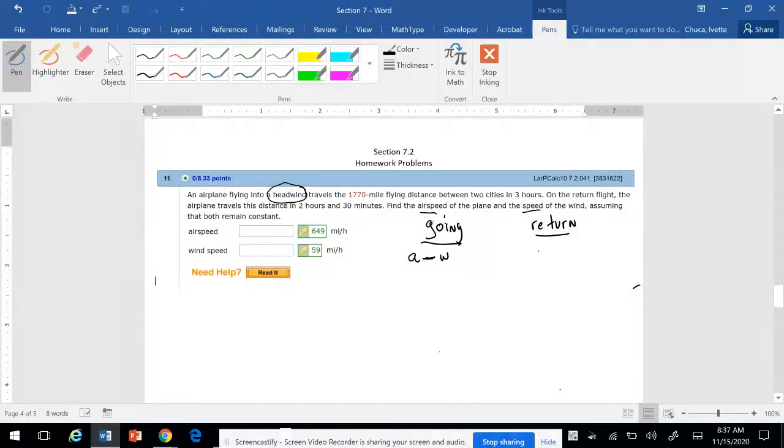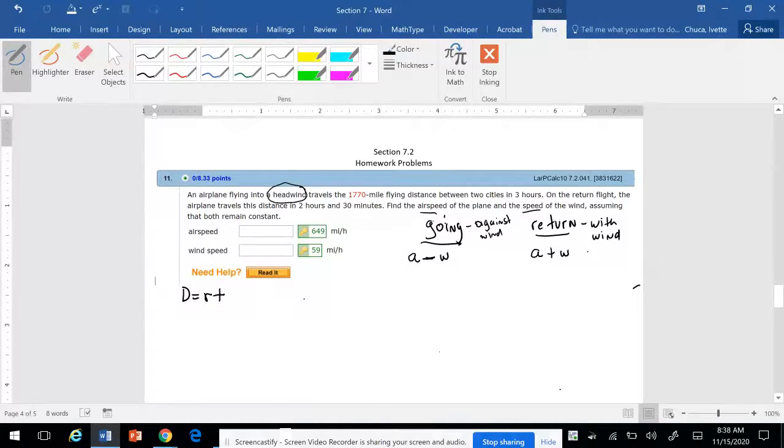And on the return flight, we're going to be traveling with the wind. So that's going to make it plus. So the return is with the wind, and the going is against the wind. Okay, so now that we have this here, we also need to consider the distance formula. So D is equal to R times T. D stands for distance, R stands for rate, and T is the time.